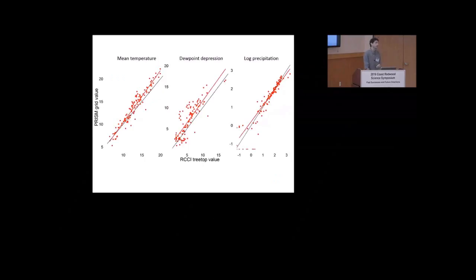And long story short, what we see basically is that for all three of our key climate variables, temperature, dew point depression, which again is a fog metric, and precipitation, we're getting pretty tight fits between the PRISM estimates and the actual observed values for monthly climate in the redwood forest itself. So this is another new contribution that we're able to make in terms of understanding that this climate data that's so often used is actually doing a pretty good job at capturing climate variability in the redwood forests.